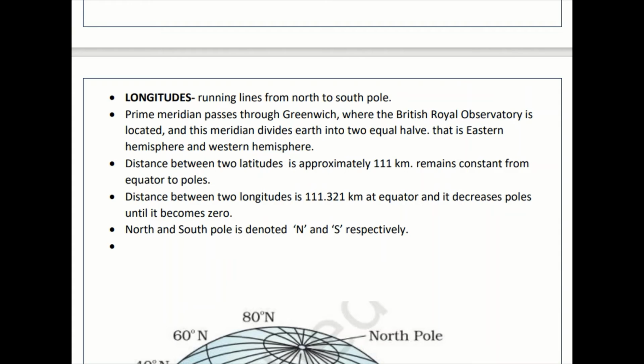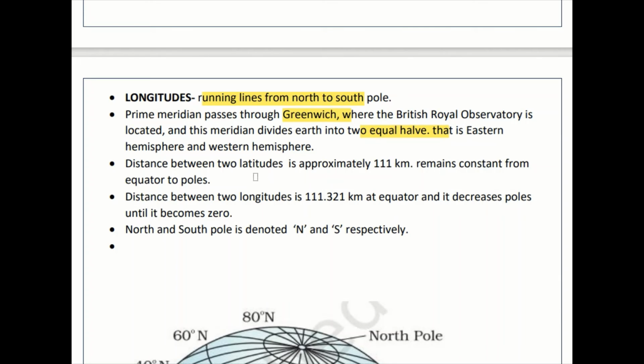Here we can see longitudes. देशांतर क्या होते हैं? रनिंग लाइन्स फ्रॉम नॉर्थ टू साउथ पोल। These lines are running from north to south poles or south to north poles, and the prime meridian passes through Greenwich where the British Royal Observatory is located, and this meridian divides the earth into two equal halves, that is eastern hemisphere and western hemisphere.